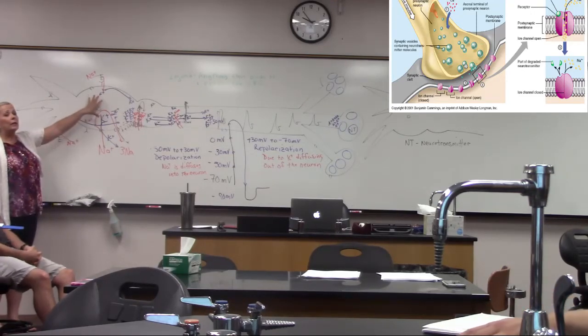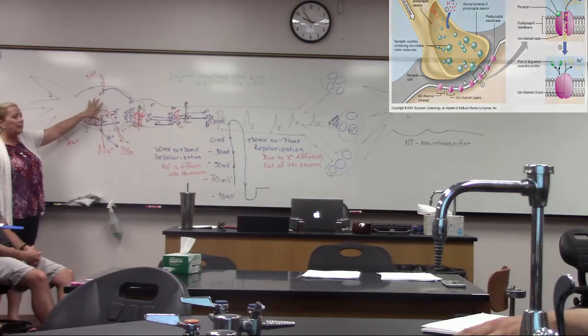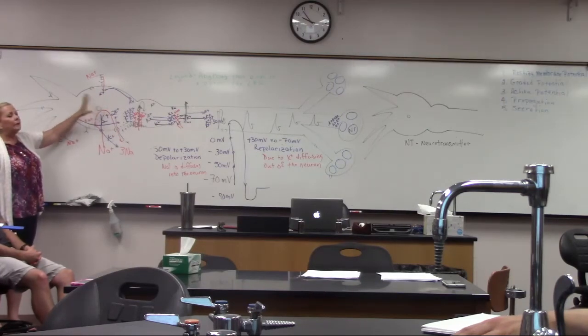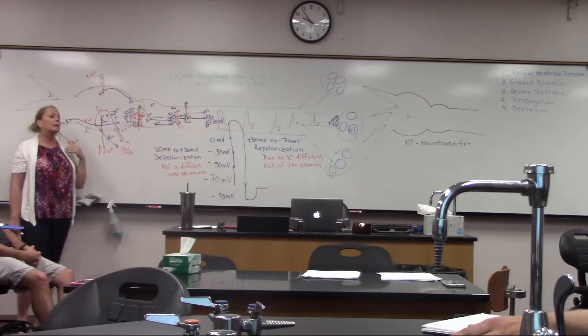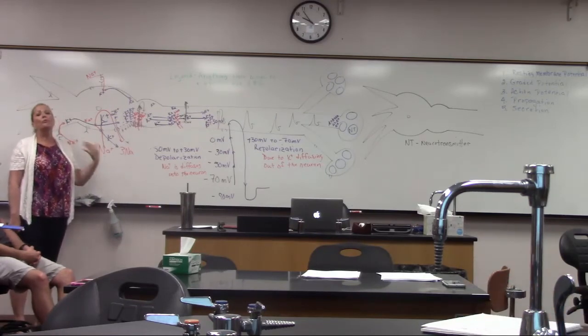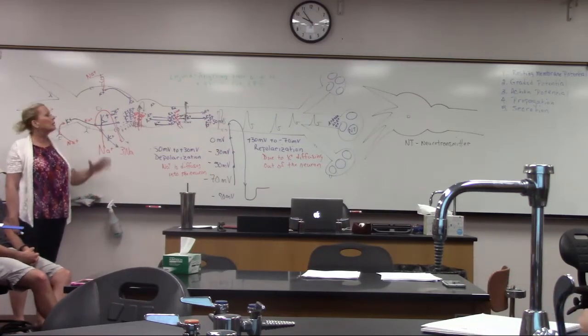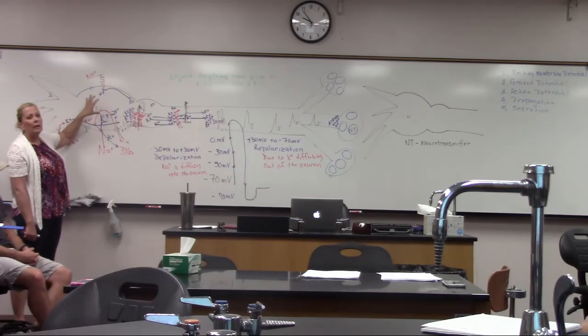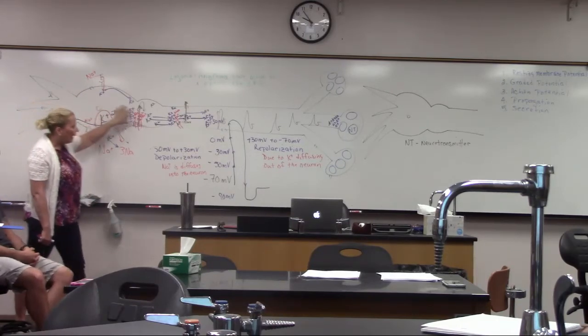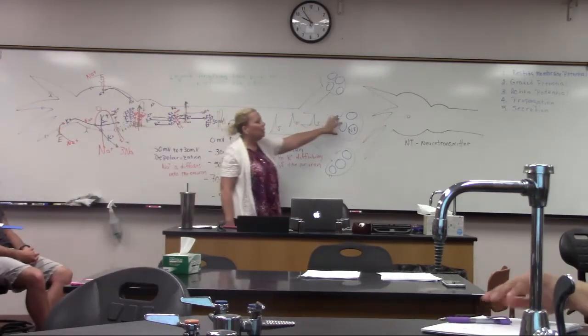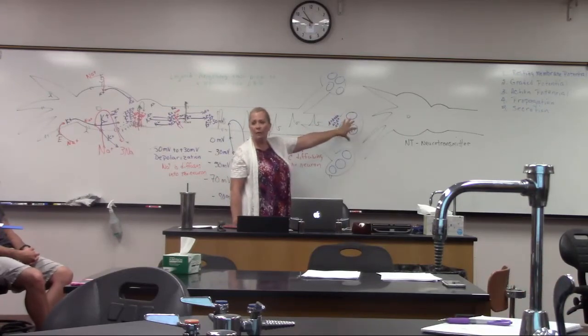Now, originally, the neurotransmitter is made in the cell body. And neurotransmitters are typically amino acids or protein-like structures. We make them in the cell body, package them in a vesicle, and then ship them down to the terminal bouton where they're stored until we need them.